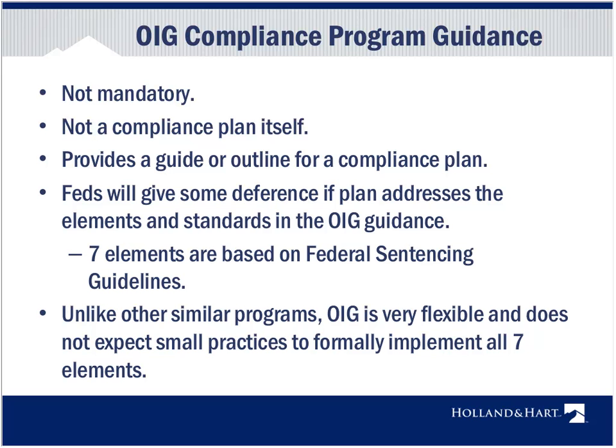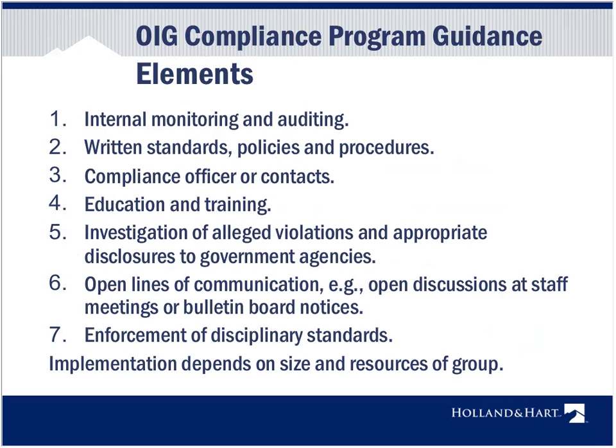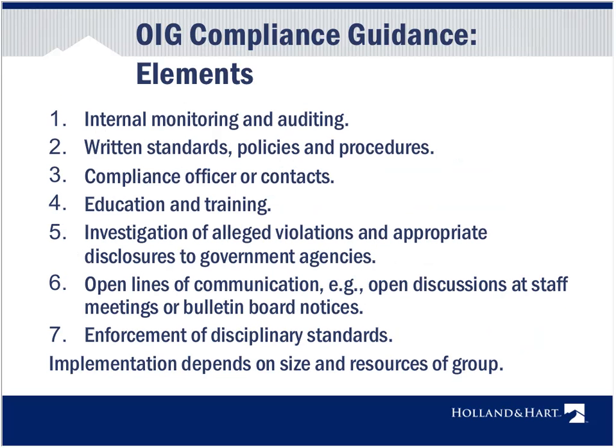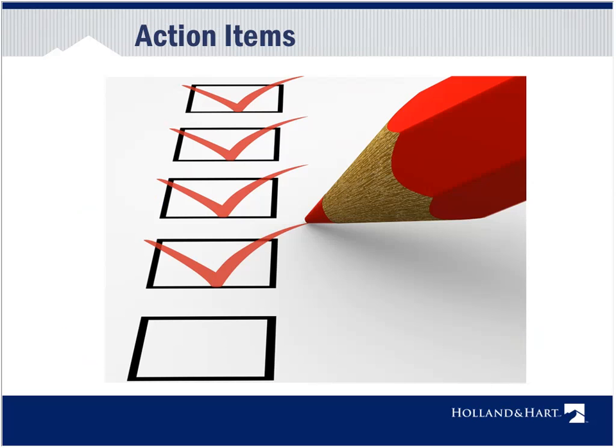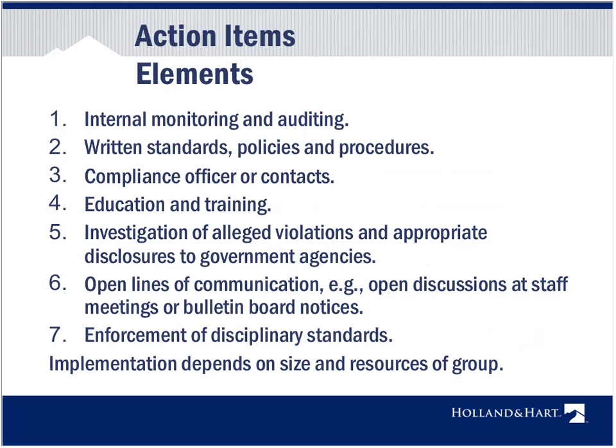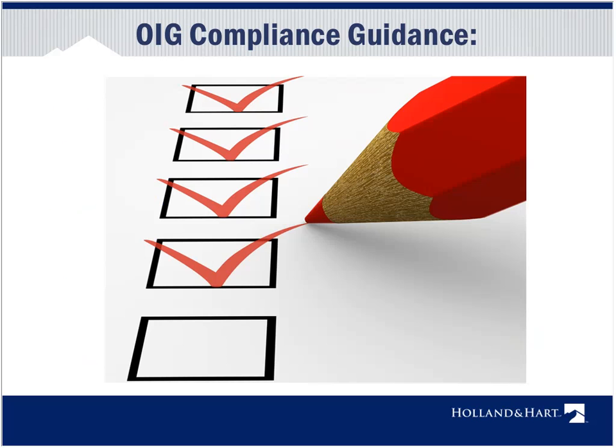It gives you 7 elements, and if you include those 7 elements in your compliance plan, then the government will take it easier on you if they come and look at you. Those 7 elements include those elements that are listed up there on the screen. So you may want to go back and look at your compliance plan and make sure that it has those 7 elements.